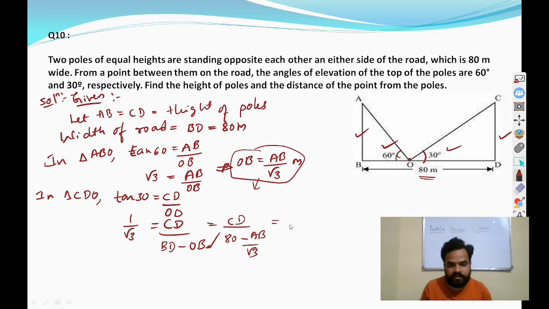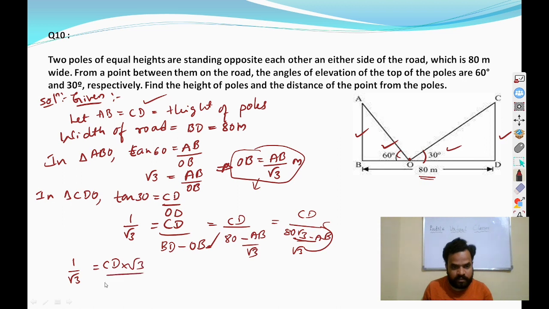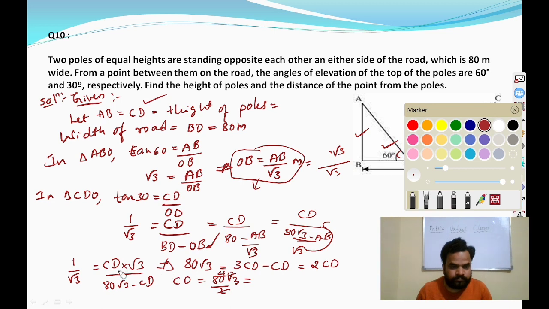So I will take root 3 LCM here. Here remaining is 80 root 3 minus AB. But this root 3 will come here and it will multiply with CD, right? CD and AB are equal. Here only we wrote in the given only, right? So here 1 by root 3 is equals to CD into root 3 divided by 80 root 3 minus, either you can write AB or you can write CD only. Now cross multiply. This implies 80 root 3 is equals to, right?